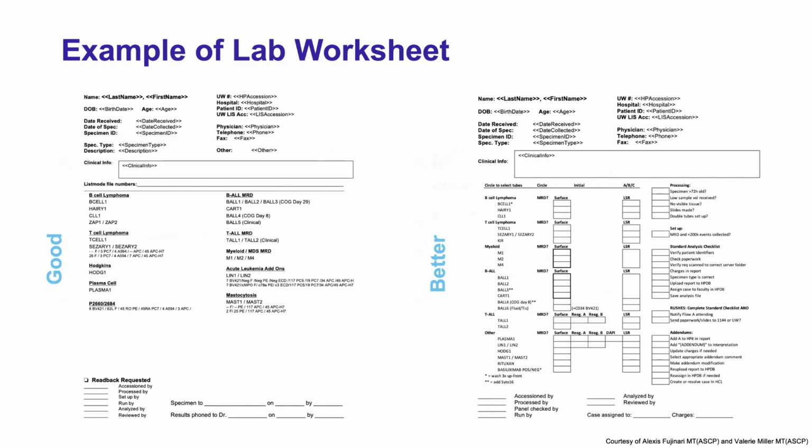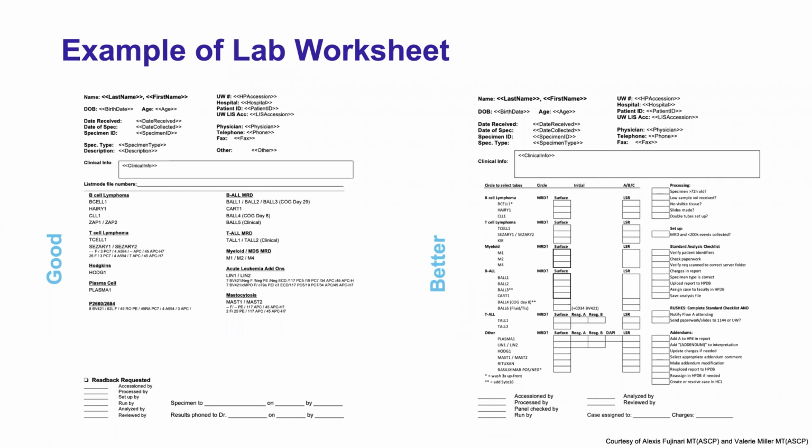So here's an example of a lab worksheet. This is actually a worksheet that we use in our laboratory. This was the old version on the left, and this is the newer version on the right. The old version was okay, but it wasn't great. For flow cytometry, you would just circle the panel that was done, and then staff would initial based on who accessioned it, who processed it, who set it up, et cetera. Then we figured out there were some gaps, so we tried to do some root cause analysis of different problems that happened in the laboratory.